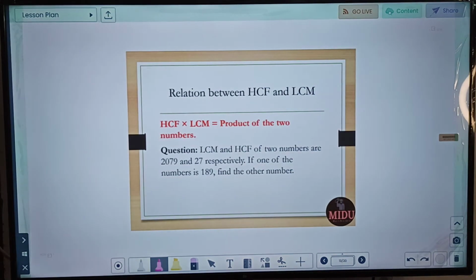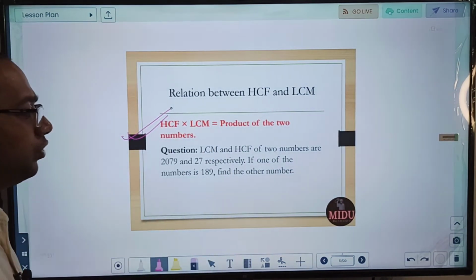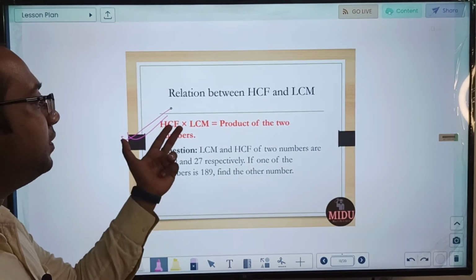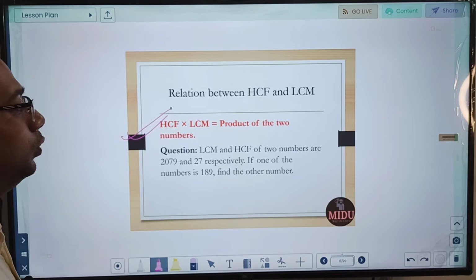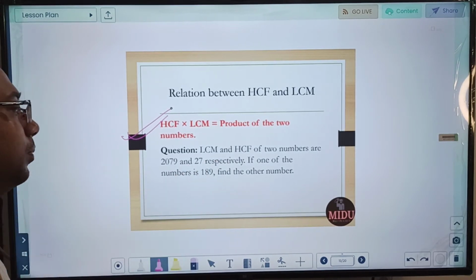Relation between HCF and LCM. This is, I would say, an important relation, and many times a simple question can be given, and just by applying this formula we can get it. So basically HCF into LCM is the product of the two numbers. You multiply HCF and LCM, that is equal to the product of the two numbers.